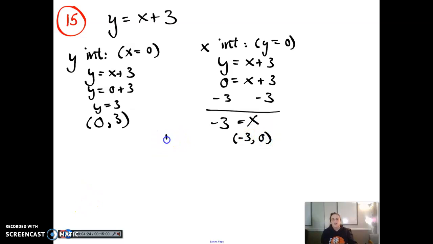Okay. So now how do I use that to graph? I have a set of coordinate axes here. And I'm going to draw a few little crosshatches. 1, 2, 3, 4, 5.